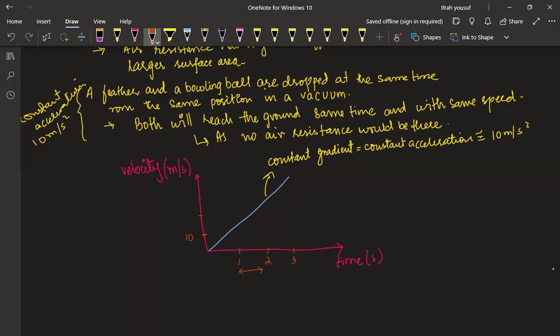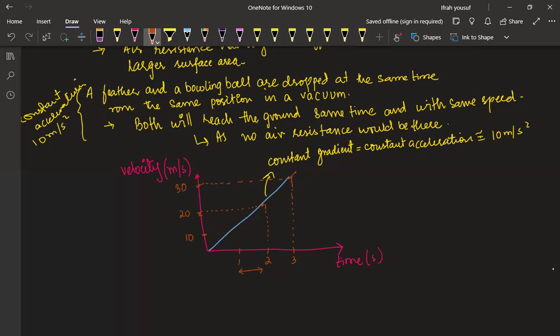From one to two, what should be the speed at this moment, at this point? 20. Now I think you have got this point, right? So there will be a difference of 10 in each second. Isn't it 9.81? Yes, it's 9.81, but approximately in some cases we take 10 meter per second square for the sake of our easiness. Okay, clear?